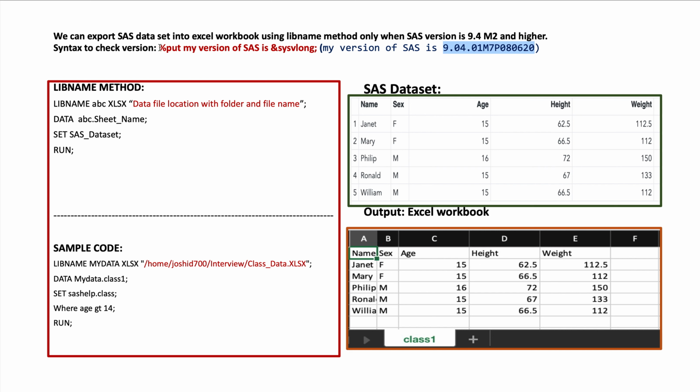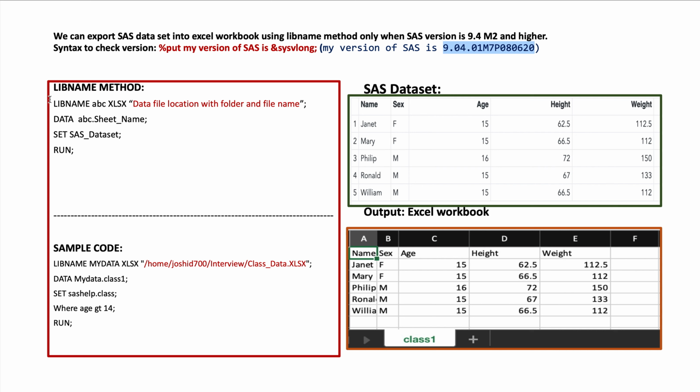Here is a simple syntax which is used to check the SAS version: %put My version of SAS is &sysvlong. When we run the code, a message will display in the SAS window similar to this one. My version of SAS is 9.04.01 M7. That means in my case I am using the M7 version of SAS. That means it is higher than M2. That's why the LIBNAME method is applicable.